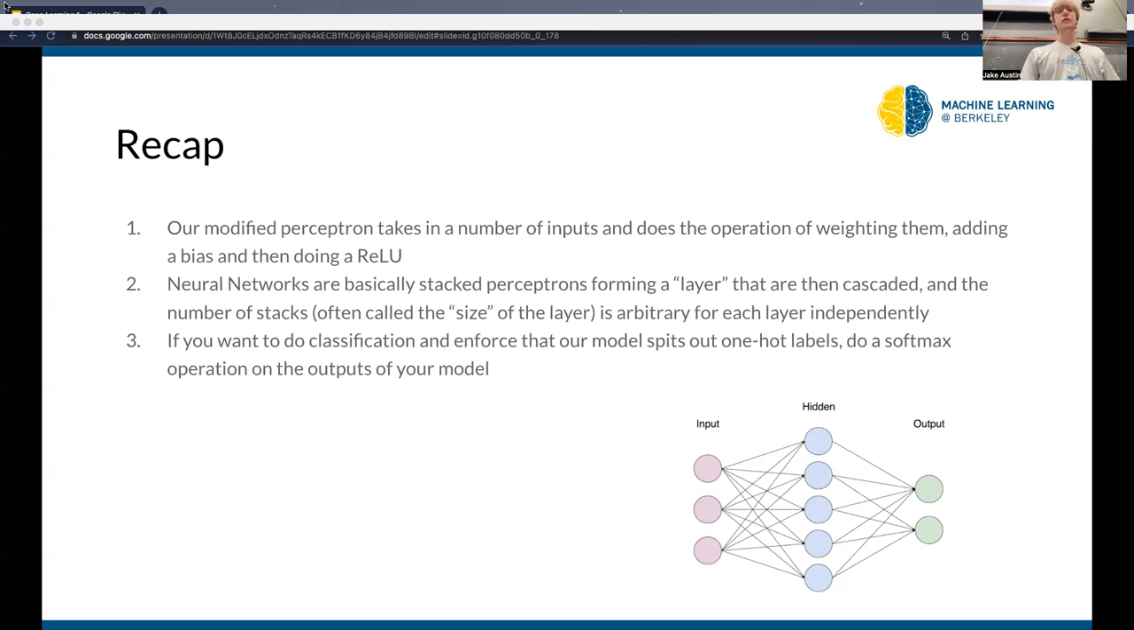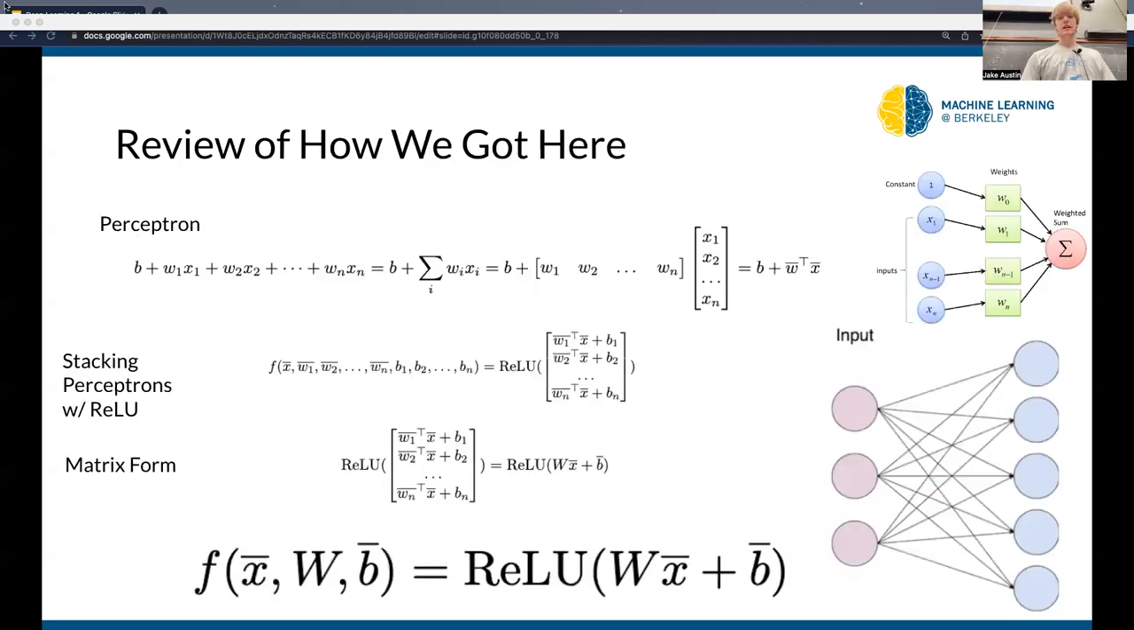So that is the forward pass of the neural network, that all of this crazy stuff that's been happening in machine learning boils down to this. That is the essence. And here's how we got here.